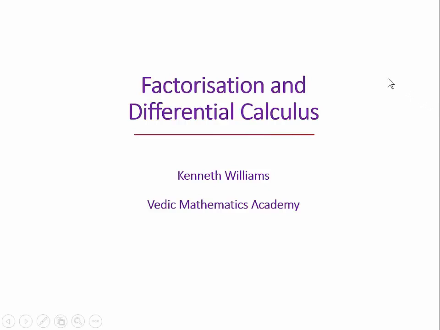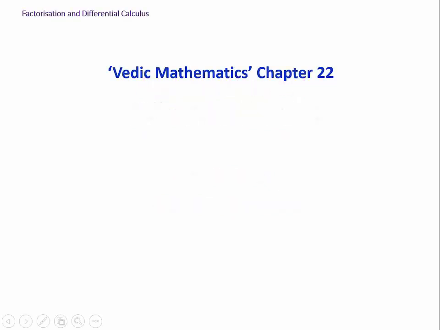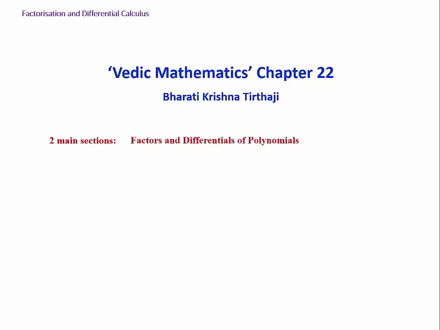This talk is about factorisation and differential calculus, and it's based on chapter 22 of the book Vedic Mathematics by Sri Bharati Krishna Tirthaji. That chapter is very short, in fact very brief, consisting of just 4 pages, 4 sides, and it just comes up with 2 things. One is how factors and differentials of polynomials are related, and the other is the detection of repeated factors in polynomials.